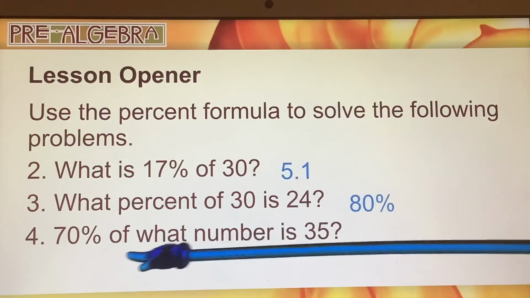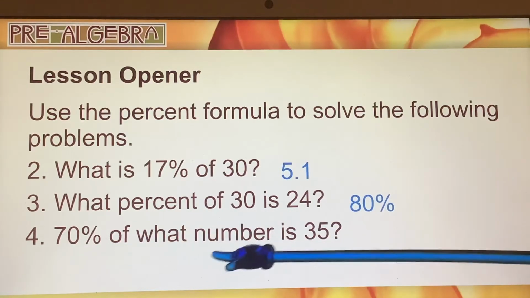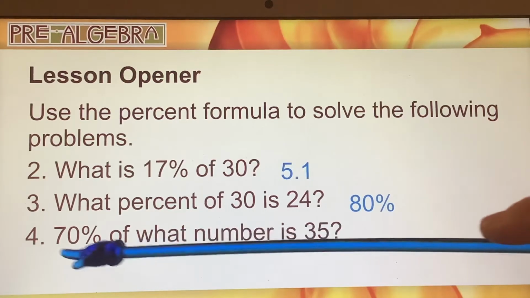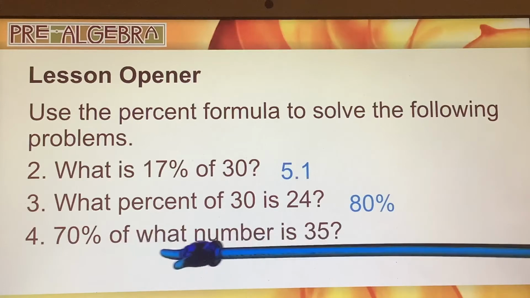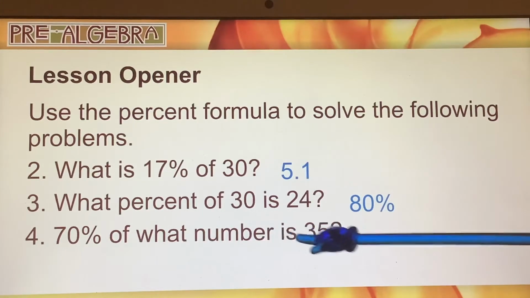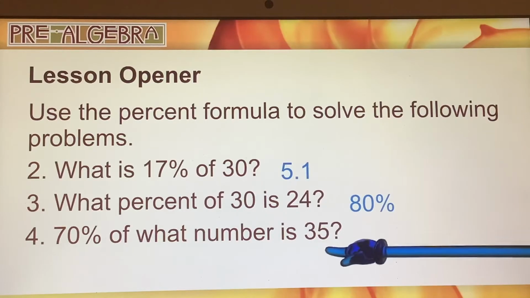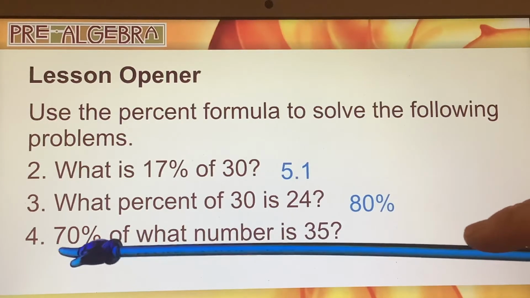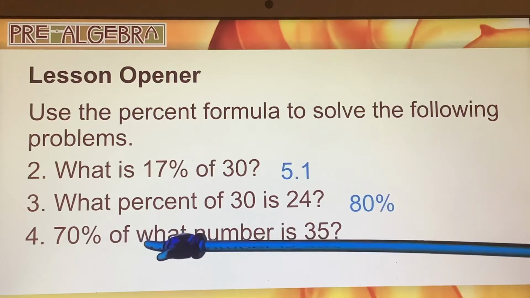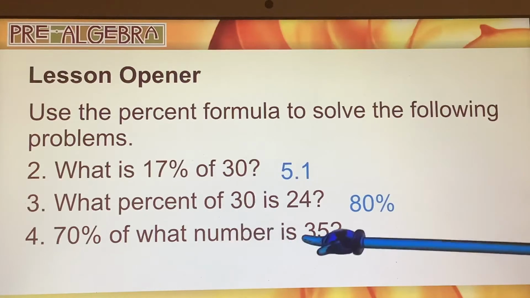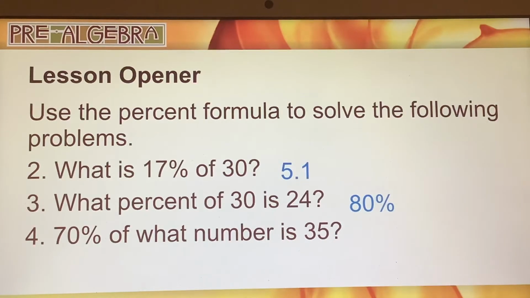Then number 4 here, 70% of what number is 35? So that would be 70% of what number? That's going to be your whole, is or equals 35. So 70% is 0.70 times W, which is the whole, equals 35. What would that equal? That would equal 50.